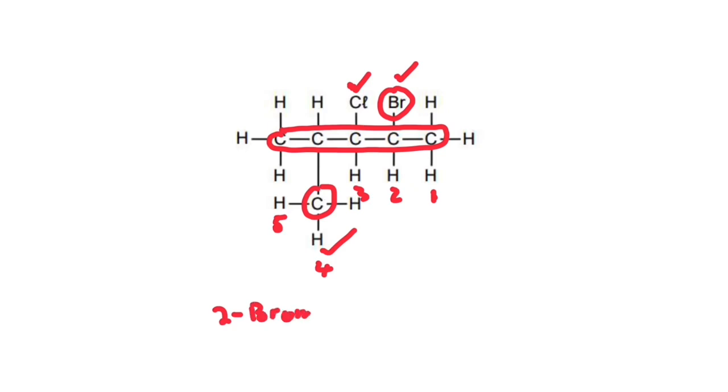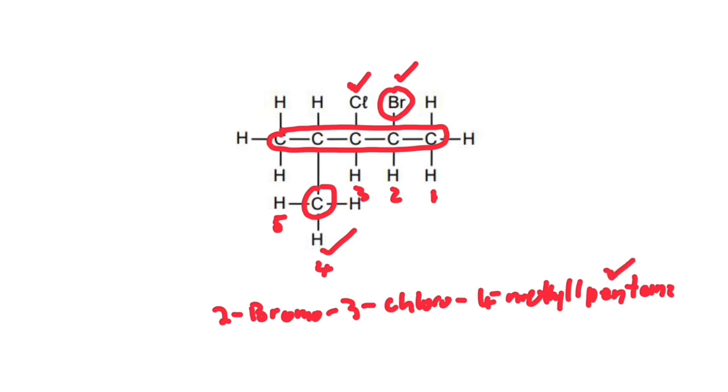2-bromo-3-chloro-4-methylpentane. Pent for the 5 carbons in our longest chain, ane the suffix of haloalkanes, 4-methyl, that is the branch we have on the fourth carbon, 3-chloro, the halogen we have on the third carbon, and the 2-bromo, the halogen we have on the second carbon. So this is the name of our haloalkane.